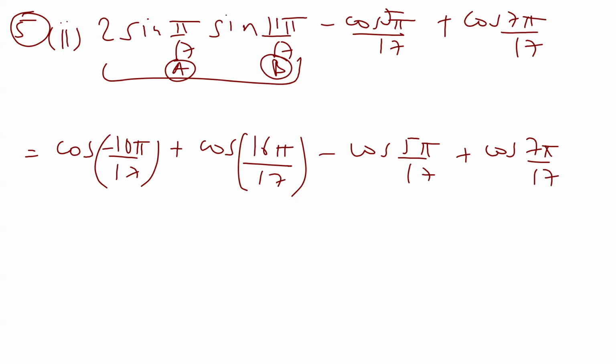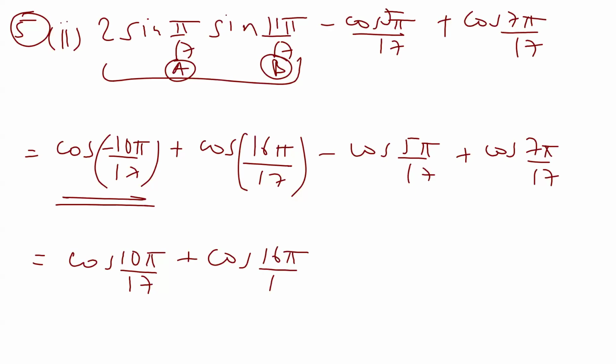A minus B and A plus B. So cos of minus x is cos x. 10 pi by 17, 16 pi by 17, 5 pi by 17 and 17 pi by 17.